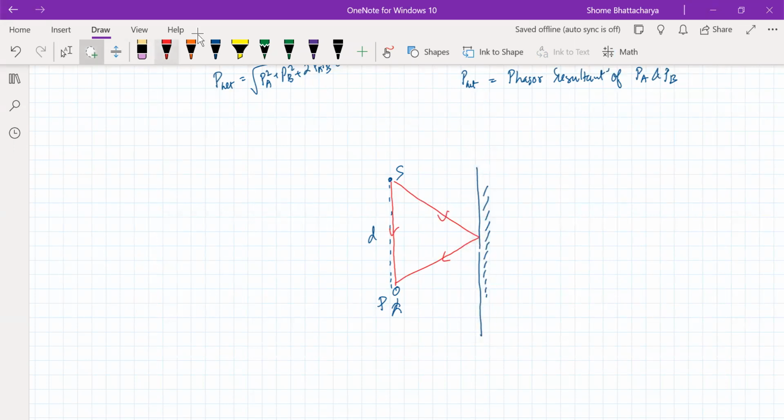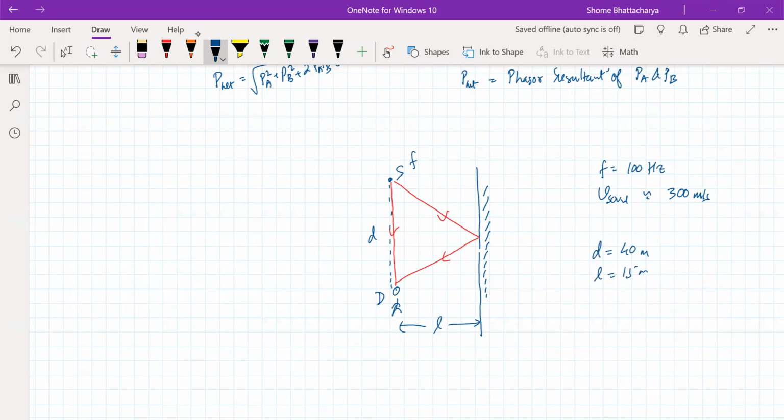so if this happens, now we want to find, suppose we are given the value of d and we are given the value of this length. And we are given the frequency. So suppose f is, let's say, 100 hertz, and the speed of sound is, suppose we are taking an easy value, 300 meters per second. Now d is, let's say, 40 meters and L is equal to 15 meters.